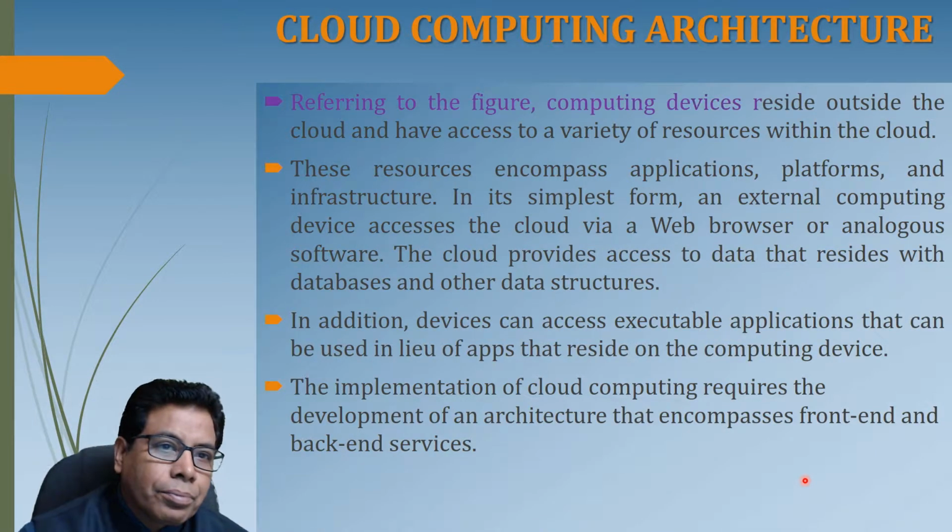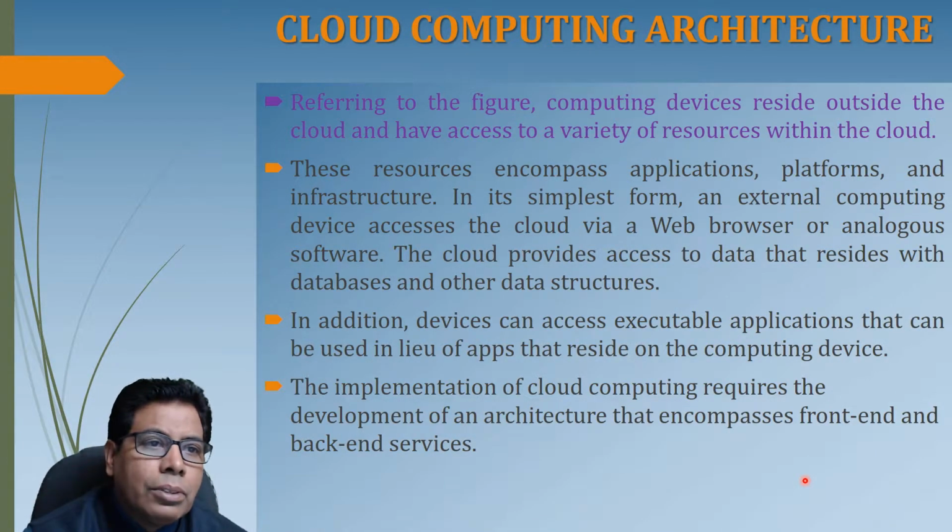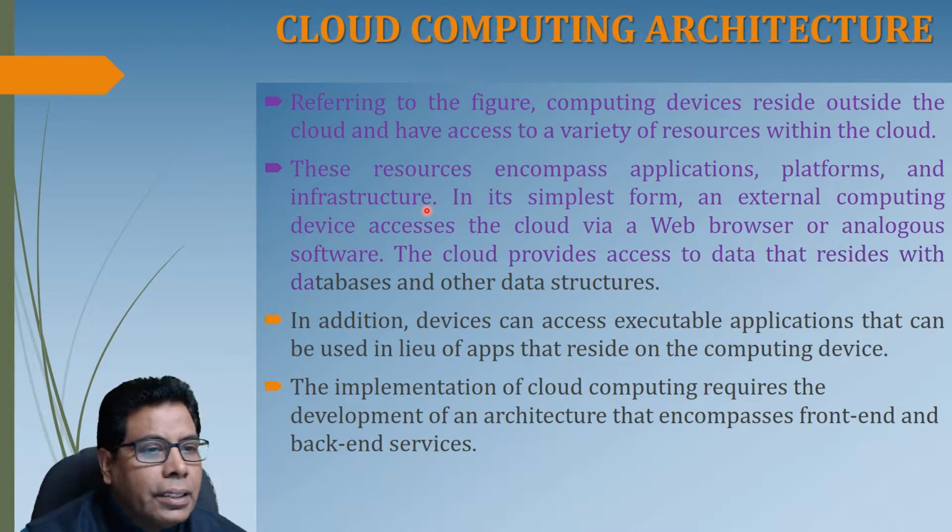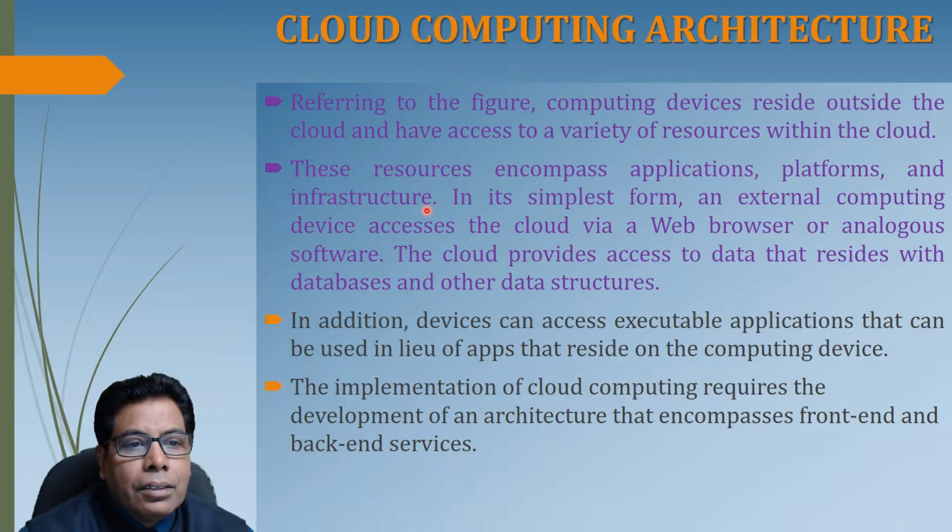So if you look at this, computing devices reside outside the cloud and have access to a variety of resources within the cloud. That is what we have seen in the figure. Then these resources encompass application platforms and infrastructure. In its simplest form, an external computing device accesses the cloud via a web browser or analogous software. The cloud provides access to data that resides within the databases and other data structures. So here there are so many clouds now available. Amazon is one of them. So you can use these services via the cloud.